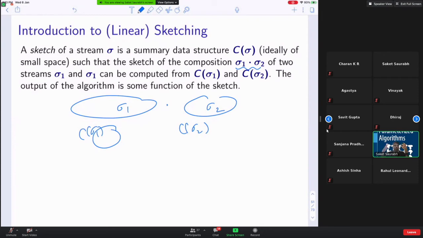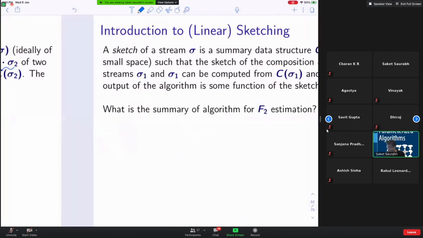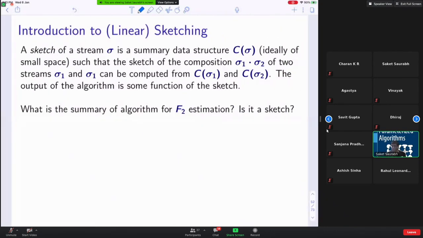And what property do we want? I want it to compose. Imagine that you have a data structure which stores the information of the first part of the stream, and another data structure that stores the second part of the stream. Then by some linear combination of these, you should be able to get a sketch for the whole stream. So for example, let me ask: what is the summary of the algorithm for F2 estimation? What will we be storing?